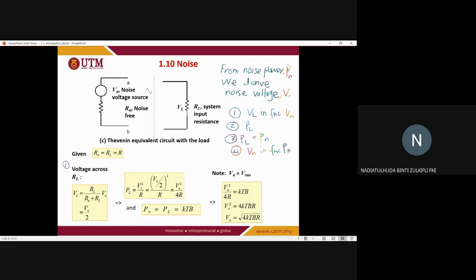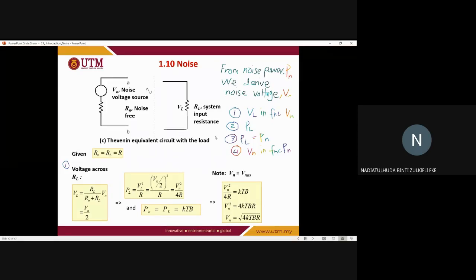So we know our noise power. Now we want to derive the noise voltage Vn. First we find our VL in function of Vn. What is our VL? Since they are connected in series, VL is RL over Rn plus RL, times Vn. Since RL is equal to Rn, we can simplify: VL equals Vn over 2. Next we find PL. Since we know VL, we can find PL, which is V squared over R. Substituting our VL, which is Vn over 2, we get Vn squared over 4R.